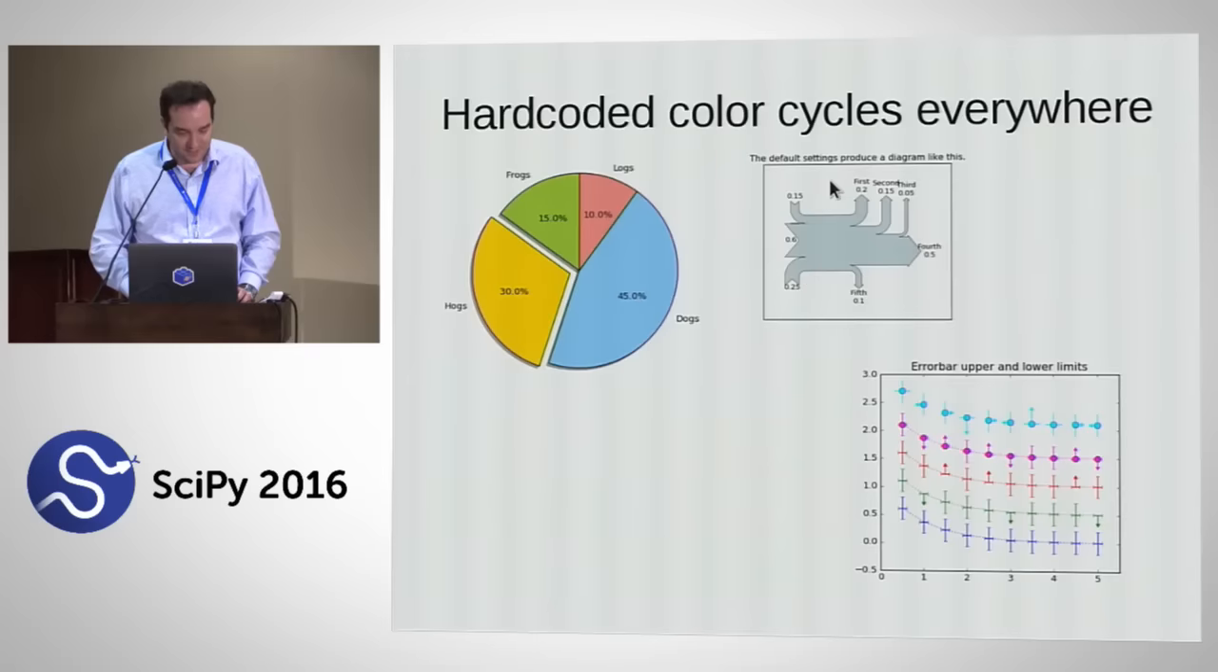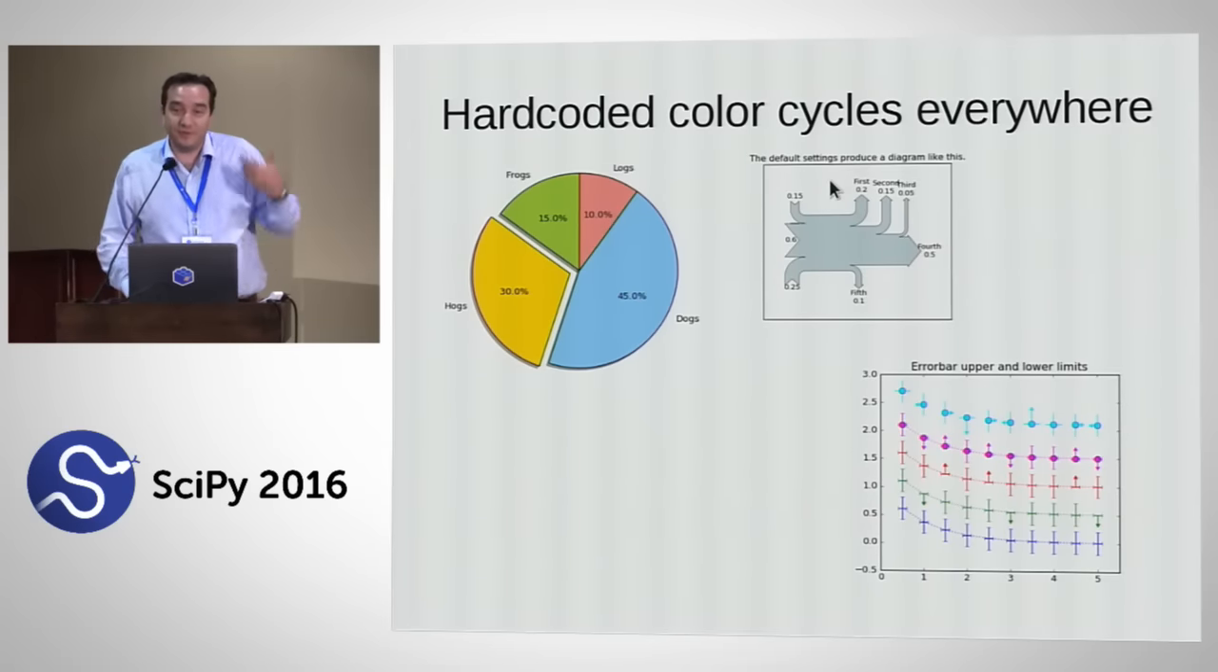So that's the default colors. I really want to show you the slide for the next one because it's very hard to explain without. OpenOffice is really not happy. Here we go. Okay. So that's the default color cycle.